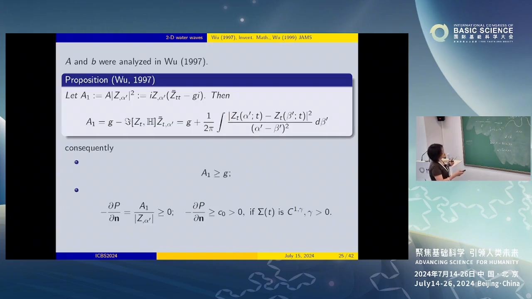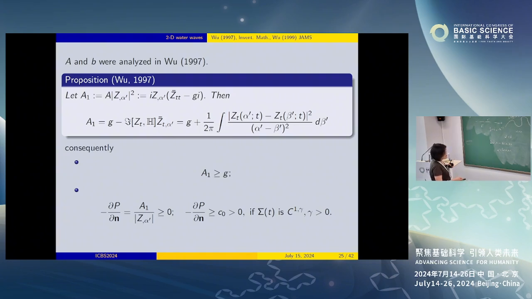Okay, so this has been done a long time ago, and this is a precise formula. In fact, the reason we compute this formula is we want to figure out what is negative dp/dn. Okay, so the formula is simple. It's this one. So this g is gravity. You can think it's 1. Okay, it's 1 plus something positive, right? So this means A_1 is always positive, greater than 1.